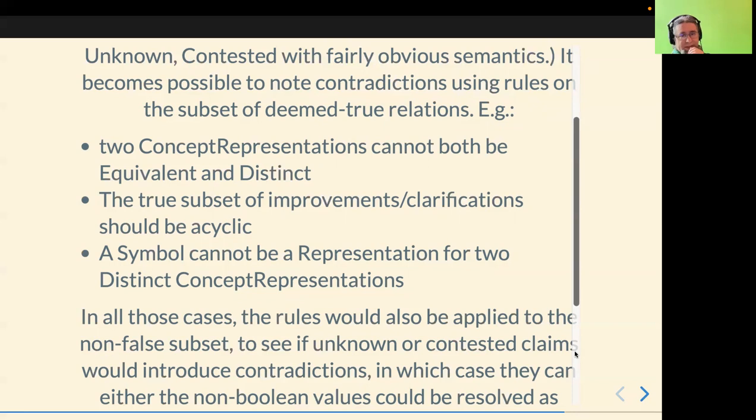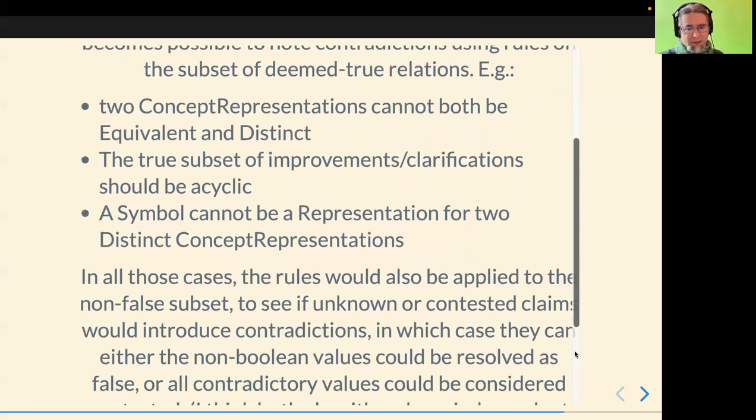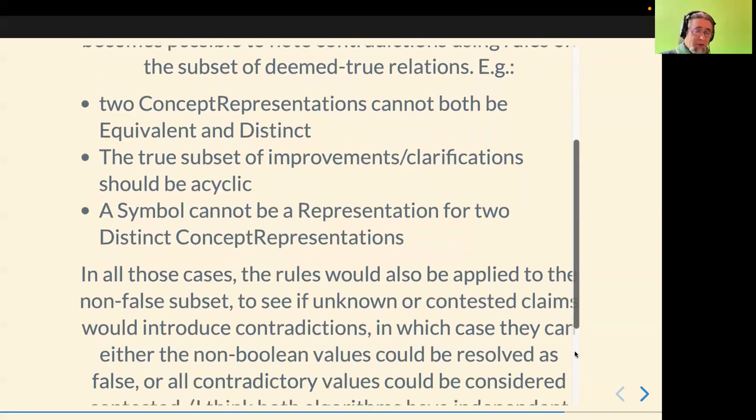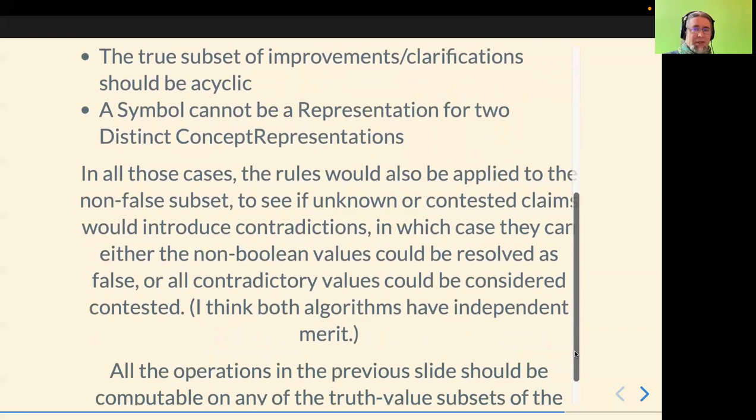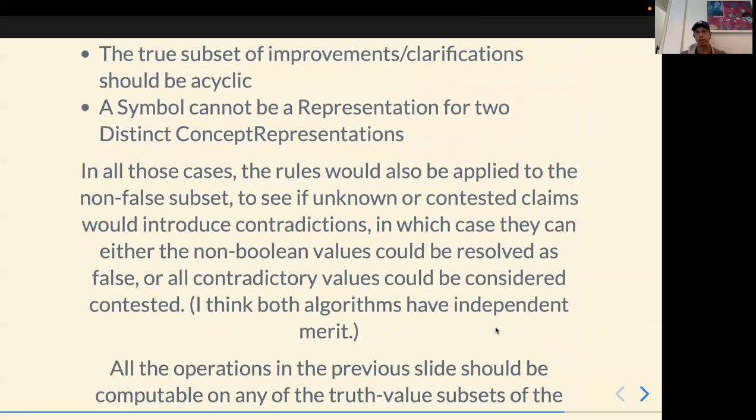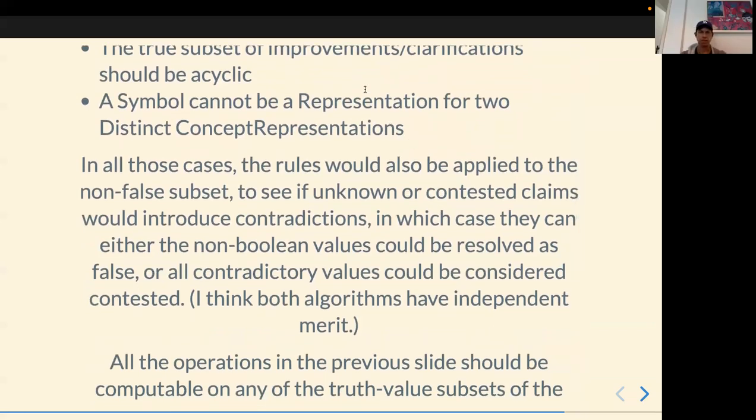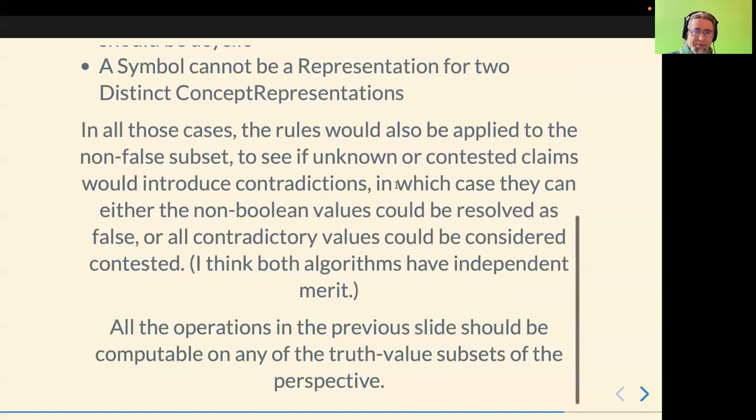And a symbol cannot be a preferred representation for two distinct concept representations. It could be the same, of course, for two concept representations. Preferred. You mean preferred? It can't be a preferred representation. Yeah, absolutely.